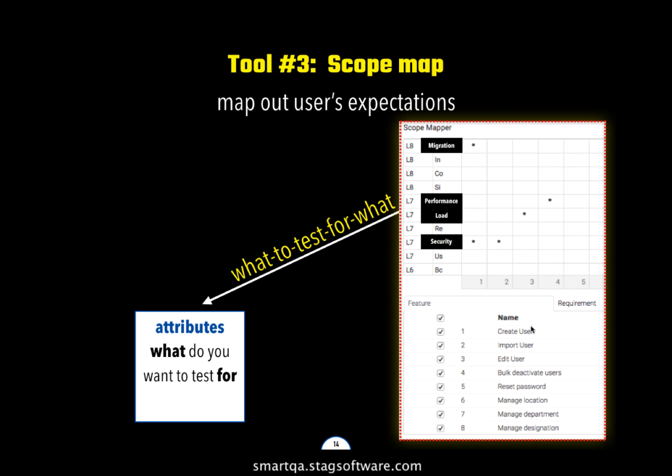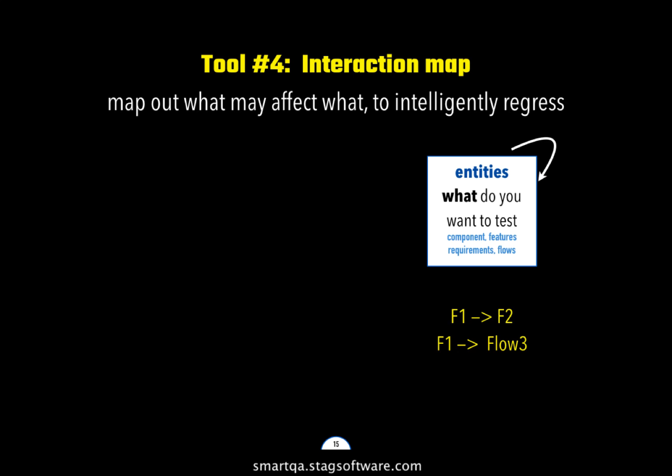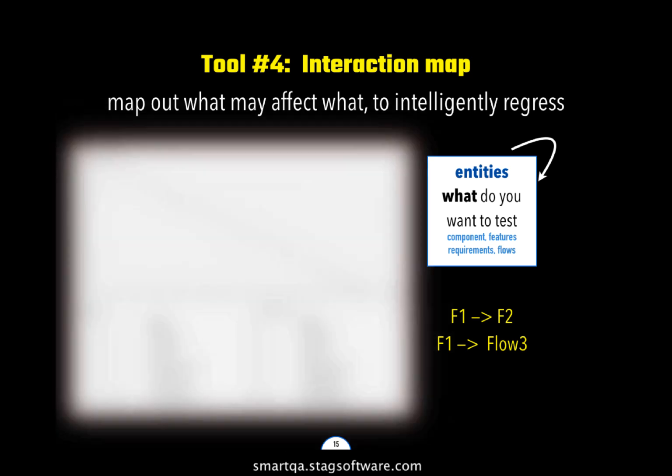So what next? Oh, understand interactions. What are interactions? As we all know, the various entities in the system, be it the features or the components or the requirements or the flows, are not freestanding. Changing one may affect the others. And therefore, as the software evolves and the entities are modified, we want to know which ones to retest. So this map is to help us intelligently regress, to help us understand which feature may affect what other feature. A change of, let's say, feature 1, would it affect some other flow? And that's what this picture is about.